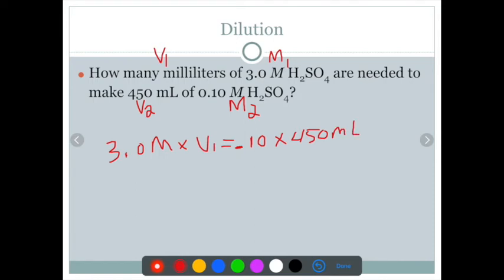Okay, so we're going to take 0.1 times 450 and then divide by 3, and that gives us 15 mils. Okay, so we had to take 15 mils out of our stock solution, and we added water to 450 mils, and now we have a concentration of 0.1 molar.